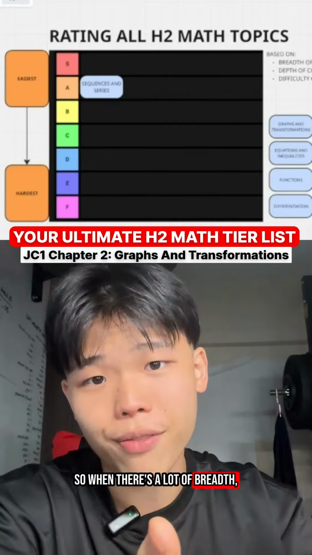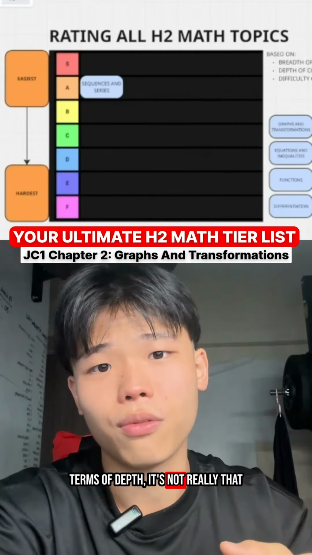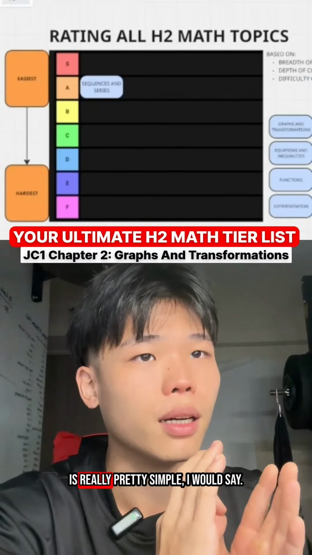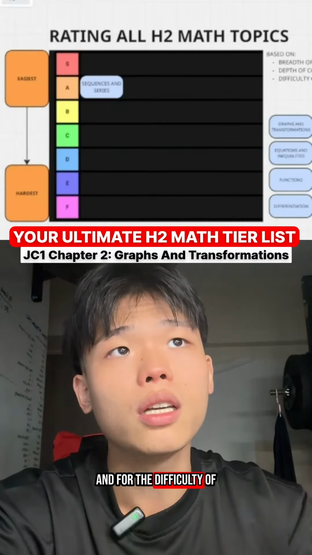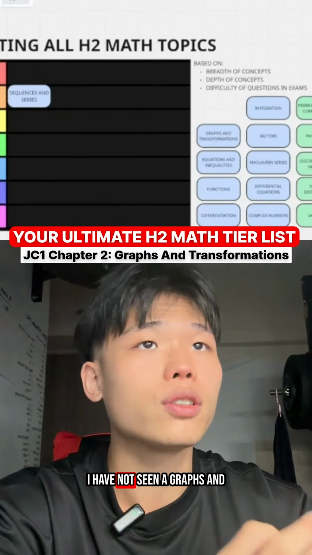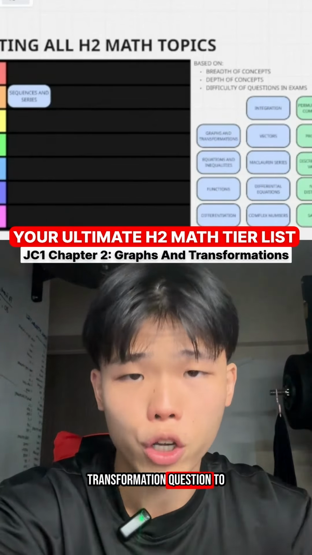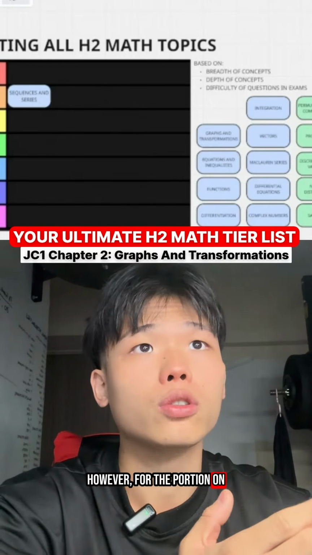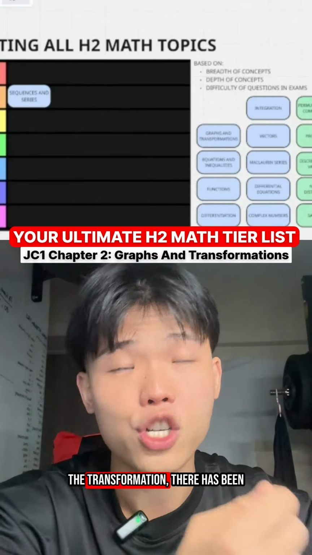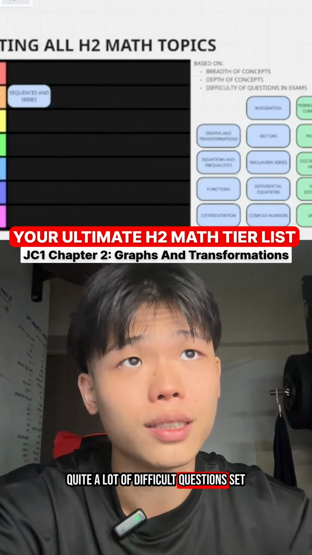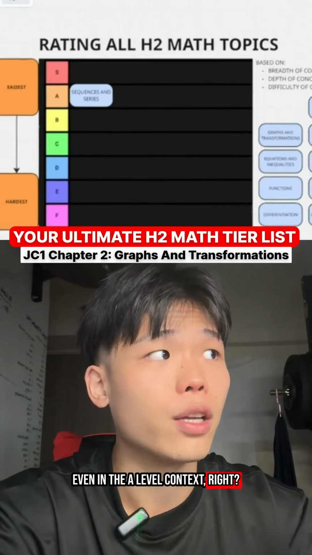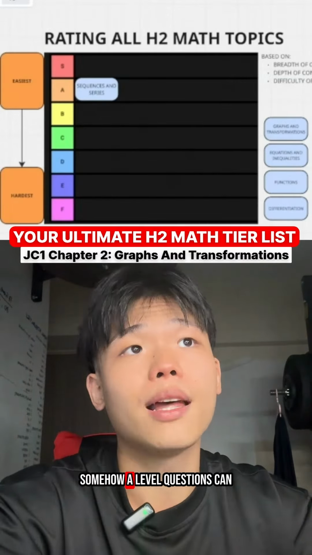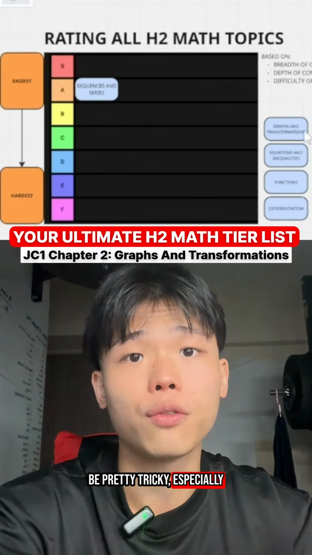So there's a lot of breadth when it comes to the questions, but in terms of depth, it's not really that complicated to understand, right? So breadth is really a lot, but depth is really pretty simple, I would say. And for the difficulty of the questions in the exams, I've not seen a graphs and transformation question be extremely difficult yet. However, for the portion on transformation, right, describing the transformation, there has been quite a lot of difficult questions set even in the A-level context, right? And usually we know that A-level is significantly easier than school questions, but somehow A-level questions can be pretty tricky, especially for the transformation part.